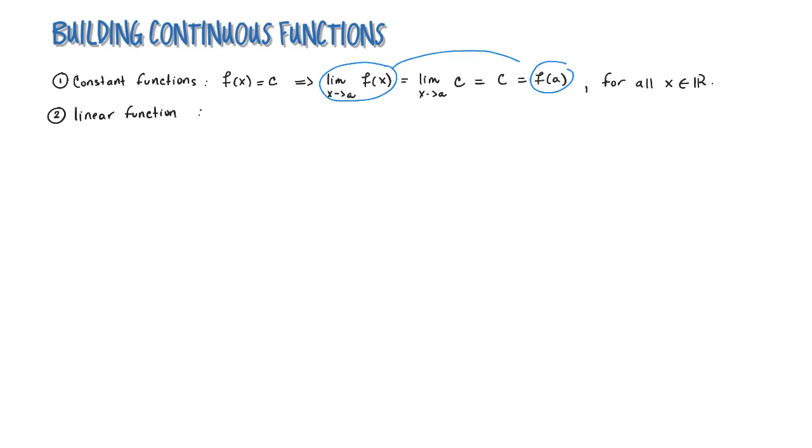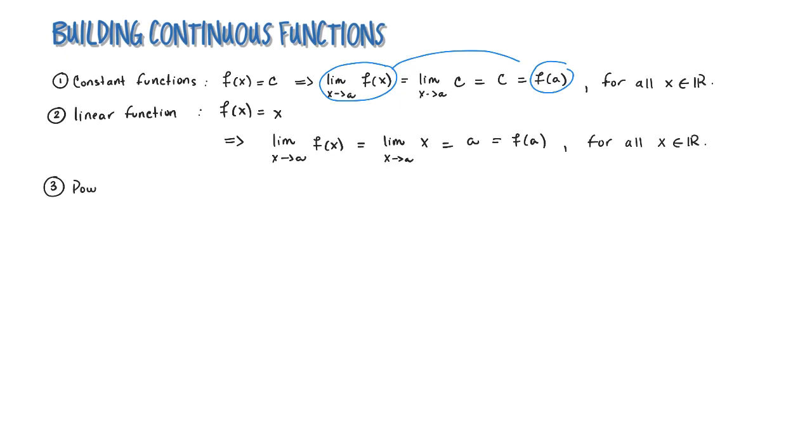Another function, the simple linear function. In other words, f of x equals x. We already know here that the limit as x approaches a of f of x, which is equal to the limit as x approaches a of x, is going to be equal to a, and a is f of a. So again, this happens for all x in R. As a result, then we also have power functions.